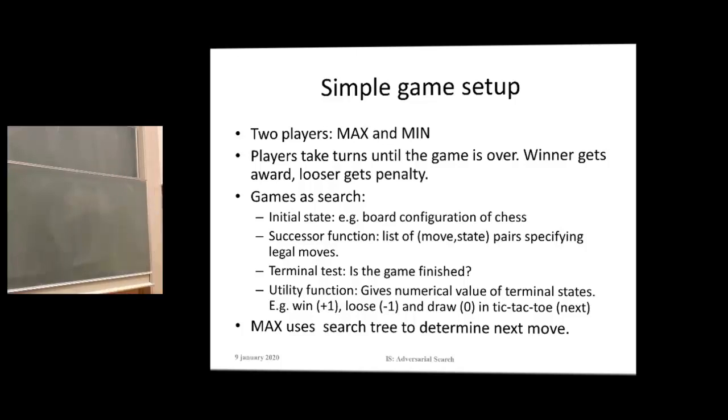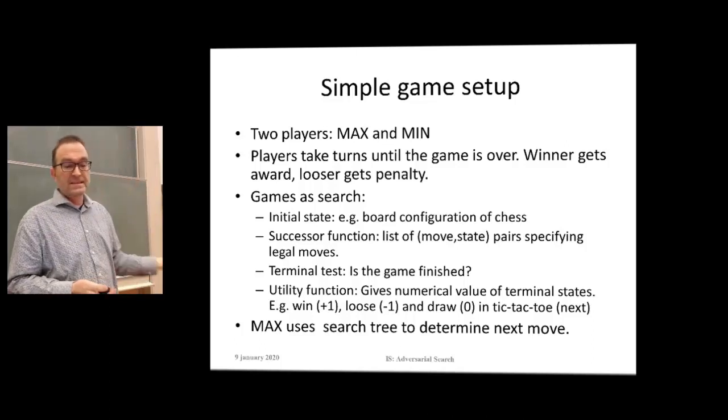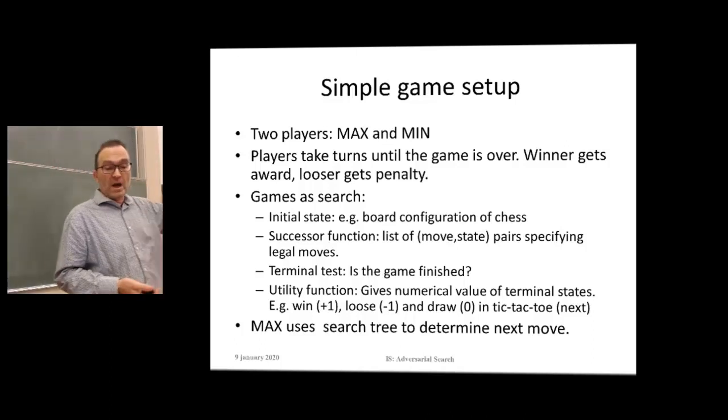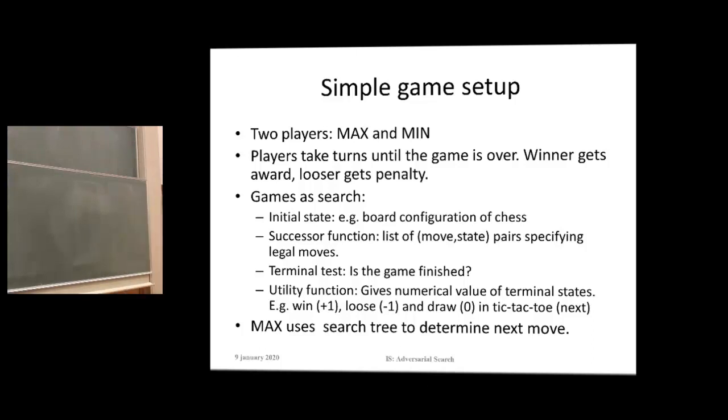Then we represent this problem in exactly the same way as before, as a state space, but the transitions, when our opponent is on the move, will not be determined by us but by someone else. So the successor function is the list of moves, made first by one player and then by the other, specified as legal moves. The terminal test is whether the game is in a win or lose situation. And you can have a utility function, a value that you assign to your end states: who wins, who loses.